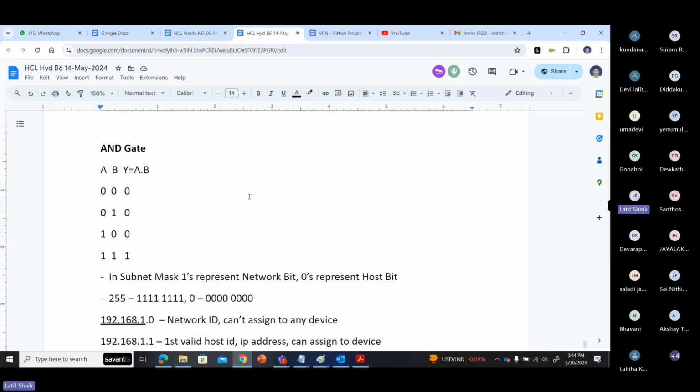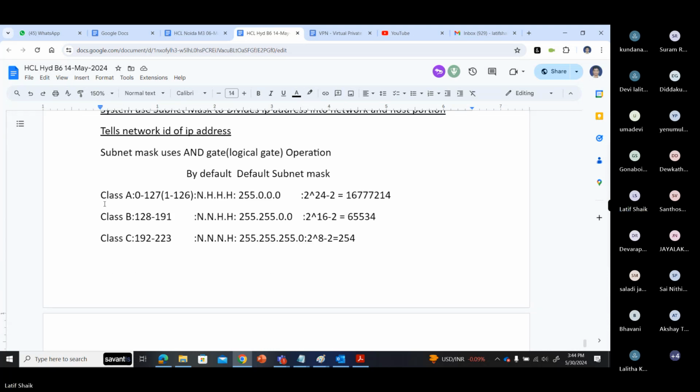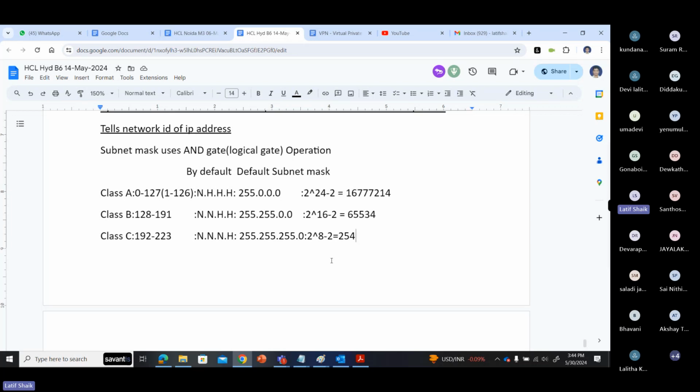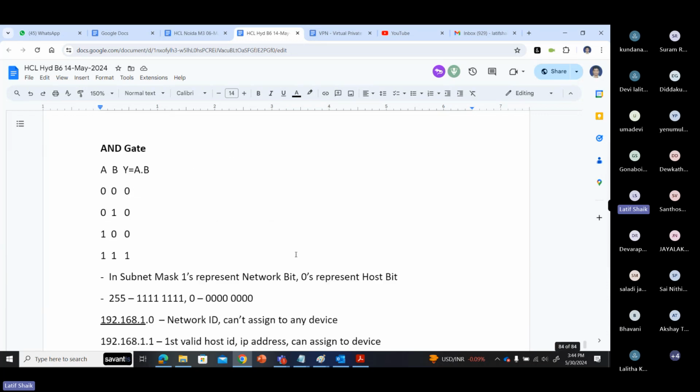Okay, guys, understand? Class A, Class B ranges, network and host portions, default subnet mask of Class A, Class B, Class C, plus the number of hosts for one network based on what class it is. Do you understand up to here?